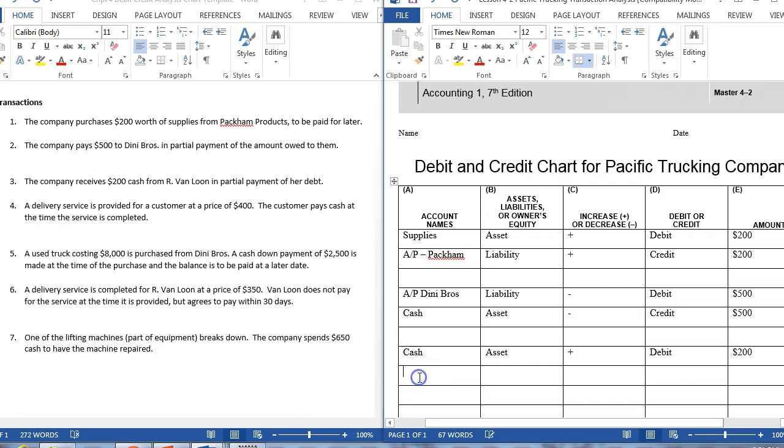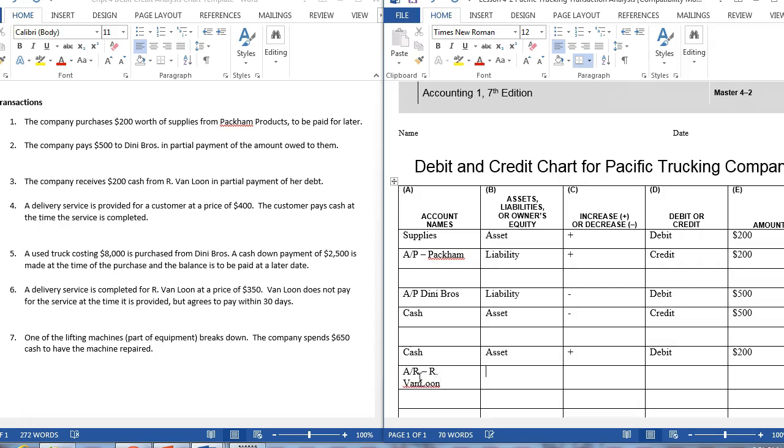Okay. The next account that is affected is the accounts receivable for R. Van Loon. That's an accounts receivable account. Sorry, that's also an asset account. It is decreasing because they owe us less money now. We know that assets decrease on the credit side. Okay, check your chart, make sure that I'm right.